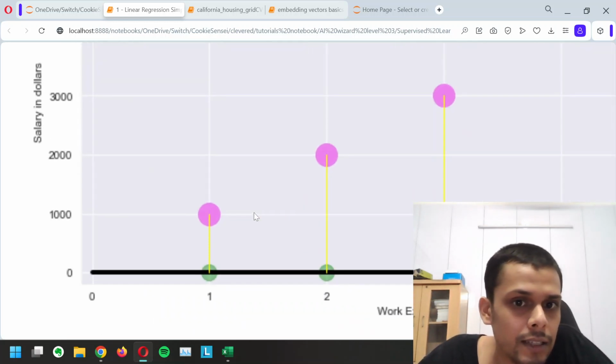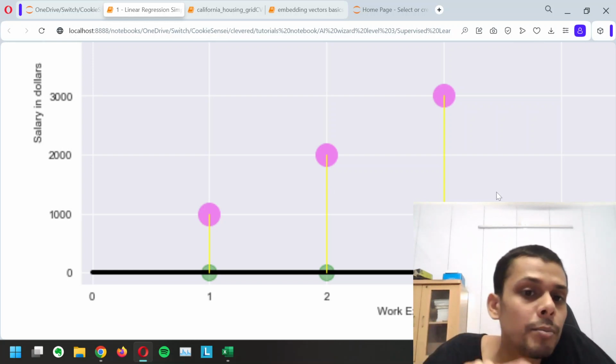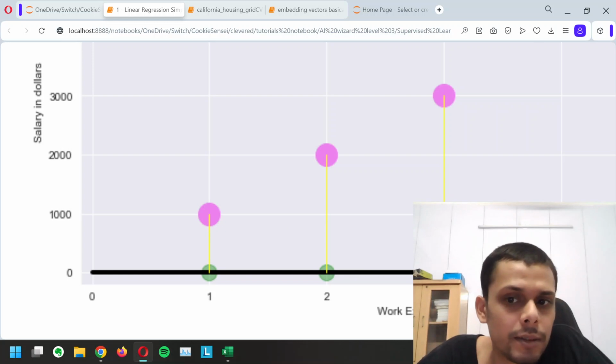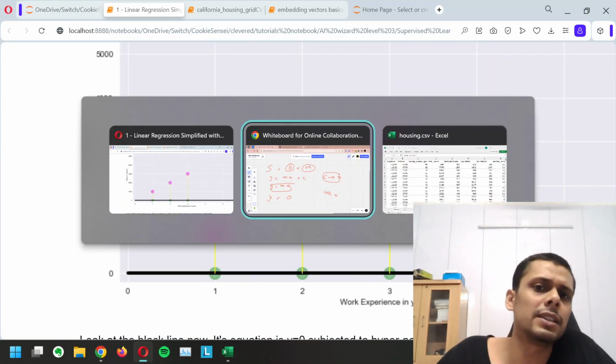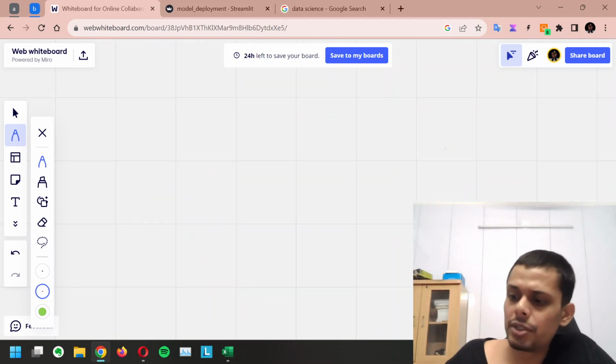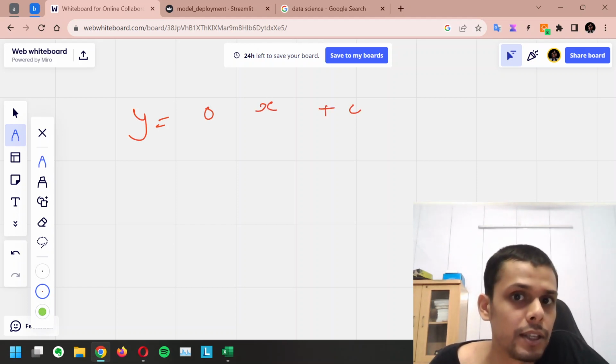So you see these yellow lines, one yellow line, two yellow lines, three yellow lines. This is the difference from the actual value to the predicted value. These green points are the predictions made by this black line. So at this stage, we can say that our machine learning model was following the equation y equals 0x plus 0. You can see that this is m and this is c.